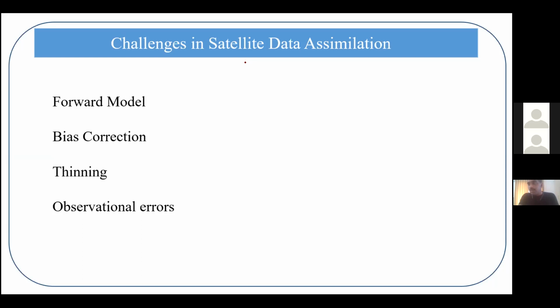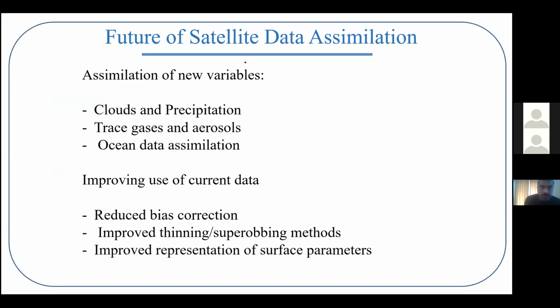Now, the future of satellite data assimilation. A lot of research is going on in assimilating cloud and precipitation directly, and trace gases and aerosols directly. Apart from the basic meteorological variables, all these parameters can be directly assimilated. Plus ocean data assimilation: ocean variables also need to be incorporated to get a better seasonal forecast. Most researchers are now working on bias correction, improved methods for thinning and superobbing, and improved representation of surface parameters, which is especially important for microwave radiance assimilation. So this is the future of data assimilation.